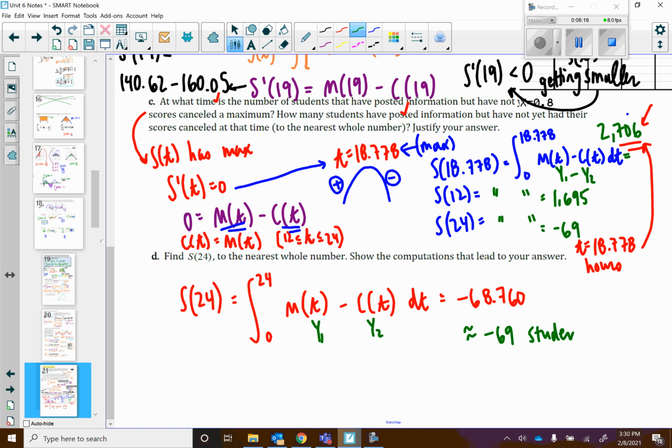which of course we need to round to the nearest whole number, negative 69. And yes, we are talking about students here, so let's consider what that actually means. Over the 24-hour period, the College Board was able to cancel the scores of more students than actually posted classified information. Now, whether that means that the College Board got some wrong or they are just taking into consideration scores of students who cheated in another way, I don't actually know. But it is okay to get a negative number. This just means that more students were, I was going to say captured. That's not really the right word. More student scores were canceled than there were students who posted classified information.